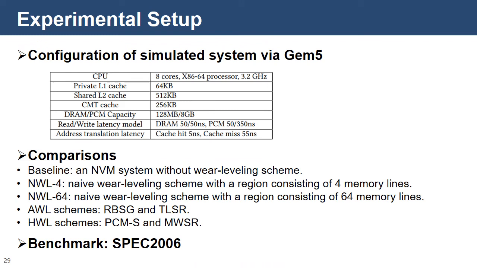We use Gem5 to simulate the system. The configurations of the simulated system are shown in the table. We compare our SAWL with different schemas. Baseline is an NVM system without a wear-leveling schema. NWL4 or 64 is the naive wear-leveling schema with a region consisting of 4 or 64 memory lines. There are also AWL and HWL schemas. The SPEC 2006 benchmarks are used to evaluate the lifetime and the performance of the comparisons.